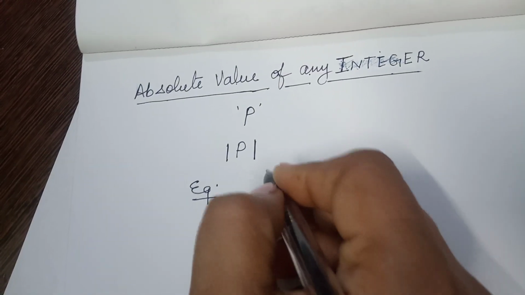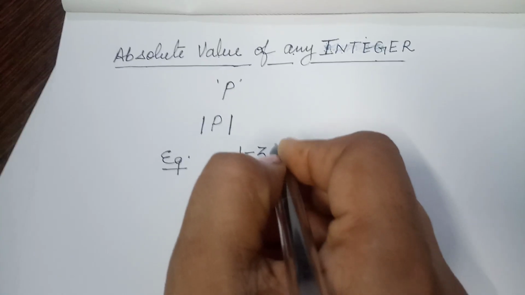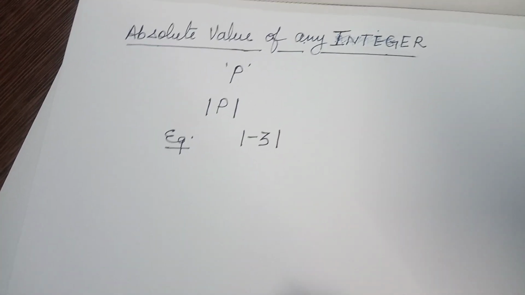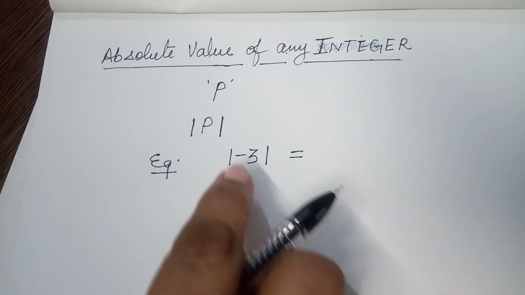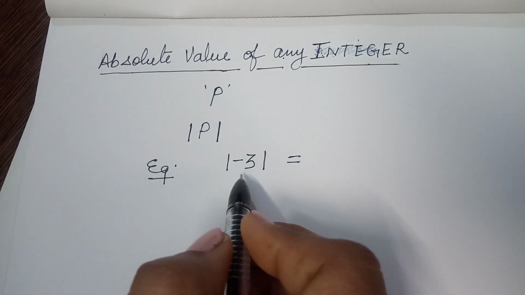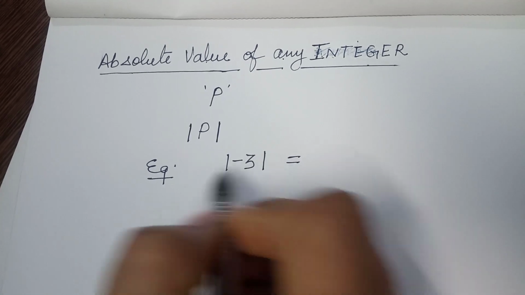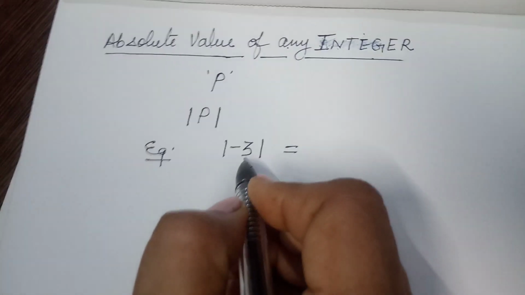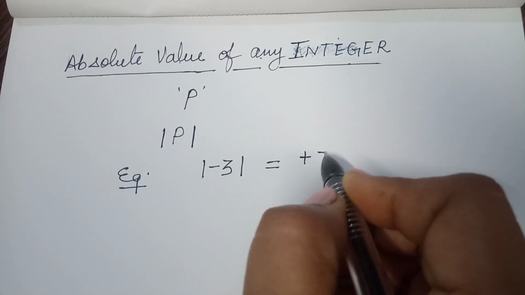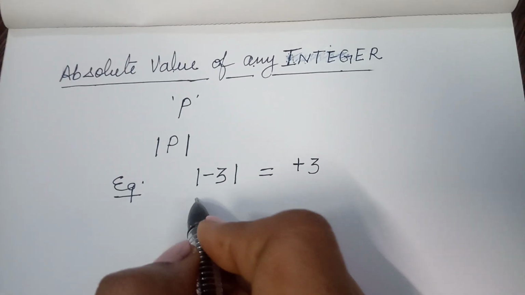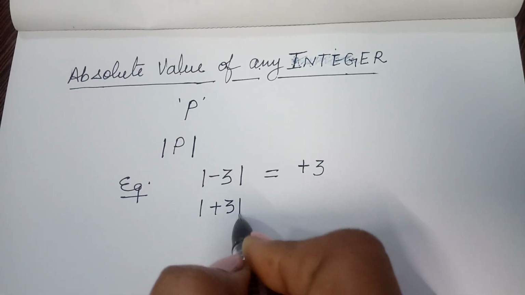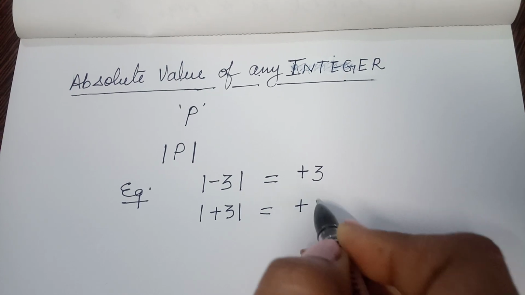Say we have to find the absolute value of the integer minus 3. The absolute value of minus 3. For finding this value, we have to put these straight brackets, and the absolute value of minus 3 will be plus 3. If we find the absolute value of plus 3, it will also be plus 3.